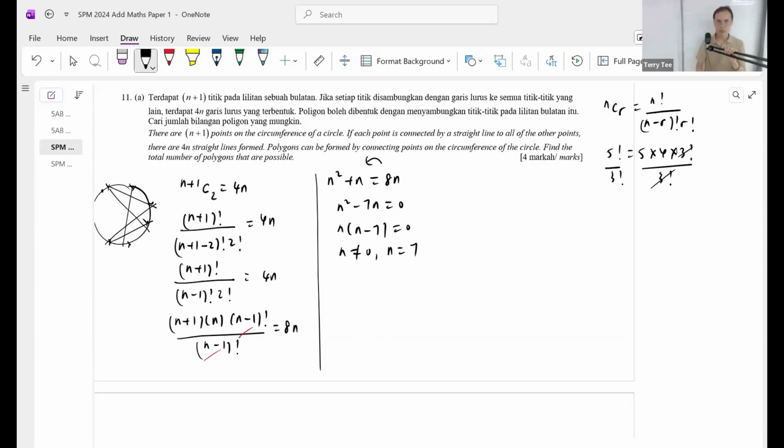But obviously, your n cannot be 0. Number of points, there are n plus 1 points, so it cannot be 0, right? Then you get 0 lines. So n is more than 0, so we take n equals 7.